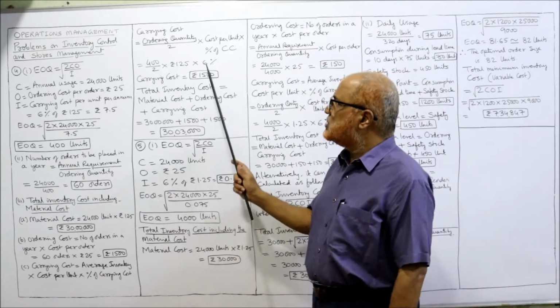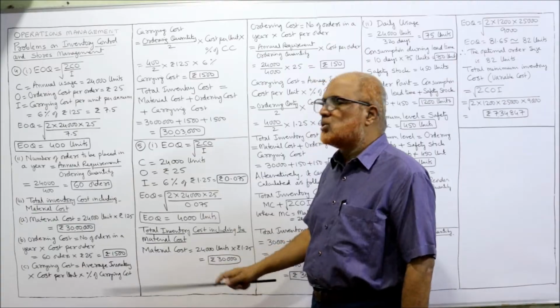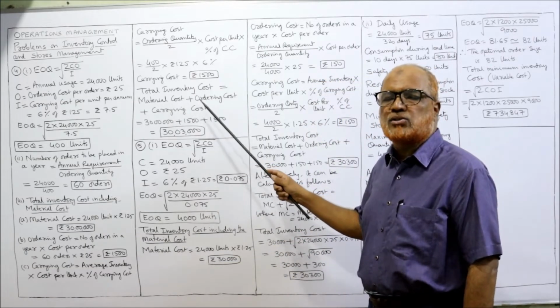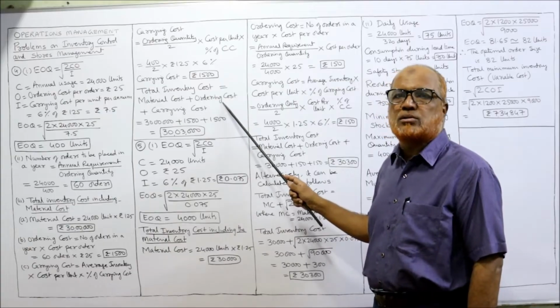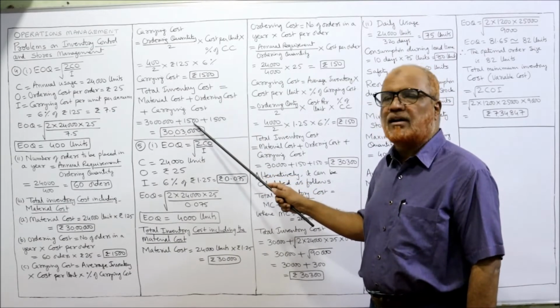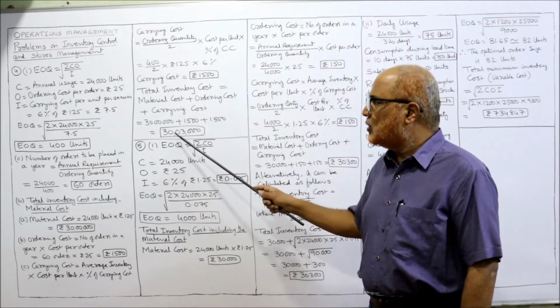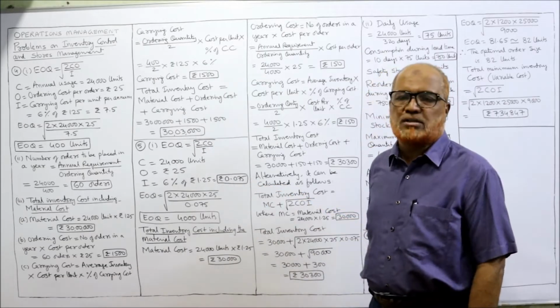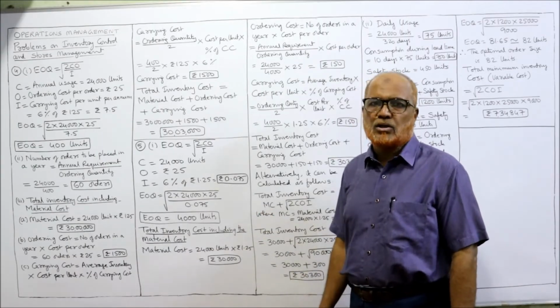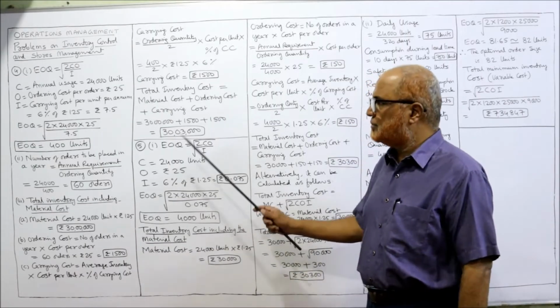The carrying cost is 1500, and the ordering cost is also 1500. The total inventory cost is material cost plus ordering cost plus carrying cost. Material cost 30 lakh, ordering cost 1500, carrying cost 1500. So 30 lakh 3000 is the total inventory cost, including material cost.